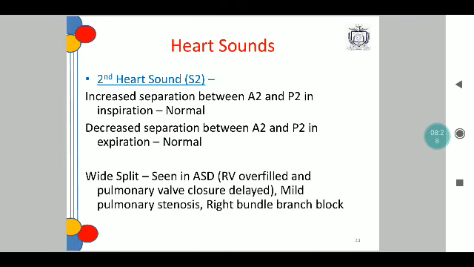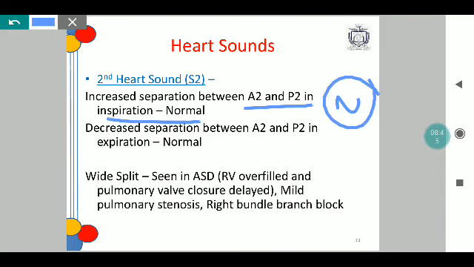The second heart sound, like I mentioned, has a split between A2 and P2. A for aortic, P for pulmonary. So once that concept is clear, if there is an increased separation between A2 and P2 in inspiration, it is normal. If there is a decreased separation between A2 and P2 in expiration, that also is normal because this is a physiological variation of the A2 and P2.